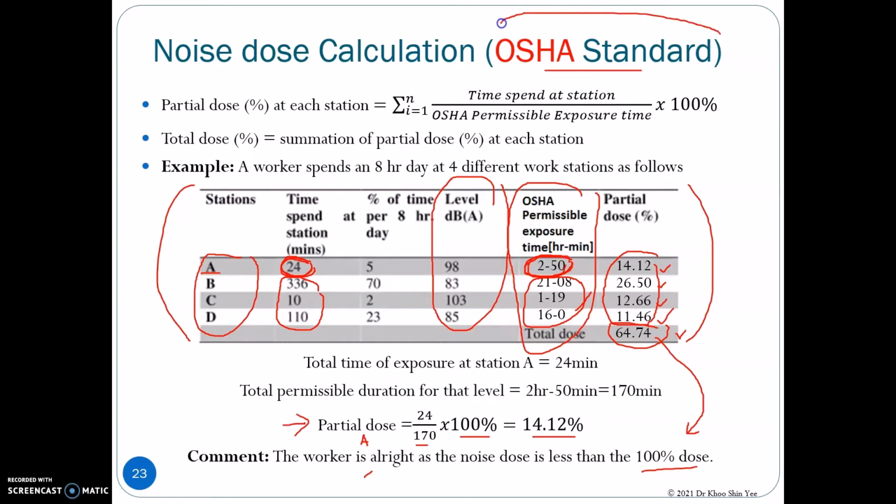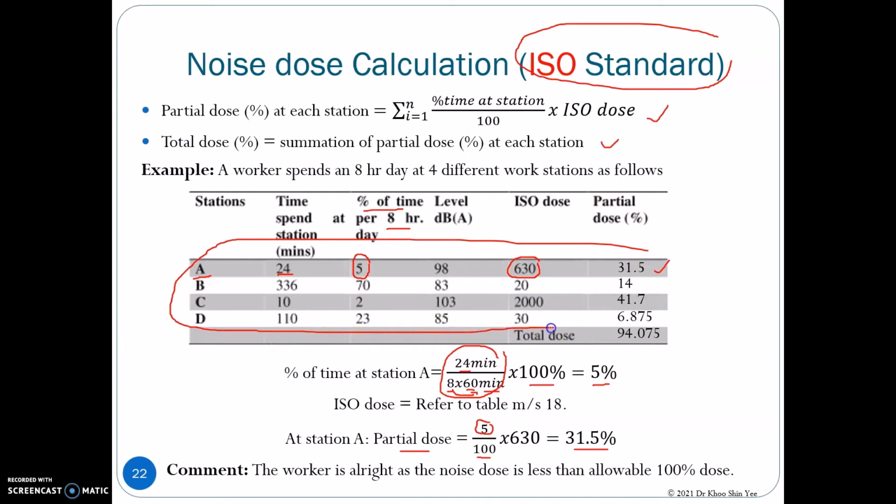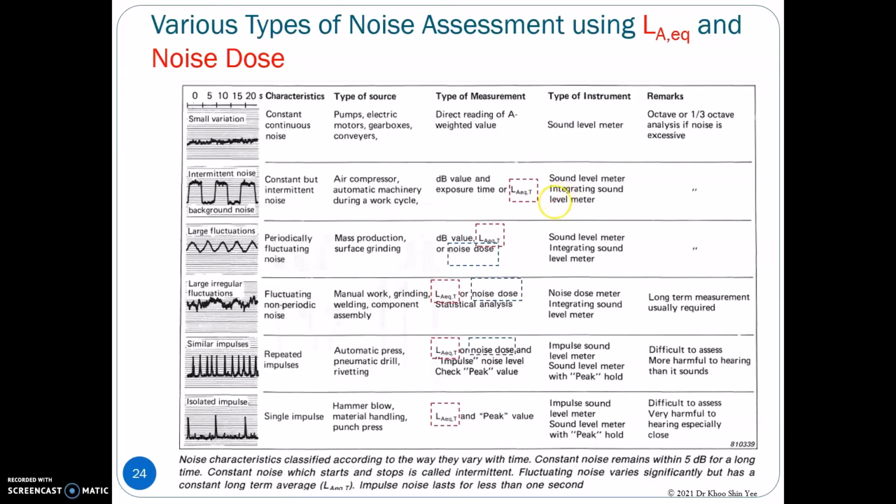So when we compare the OSHA standard and the ISO standard, you see for the same environment, the total dose that is computed by the ISO standard is much higher and closer to the allowable limit. Therefore, we can say the ISO standard is more strict compared to the OSHA standard. So far, you have learned how to calculate the LAEQ as well as the noise dose. These two types of measurement are very important for various types of noise here.